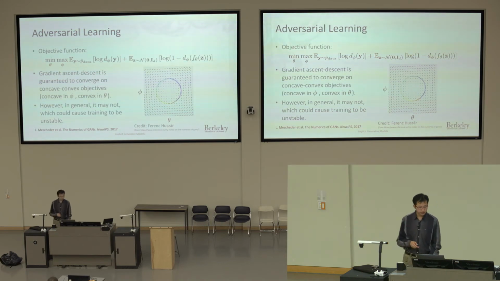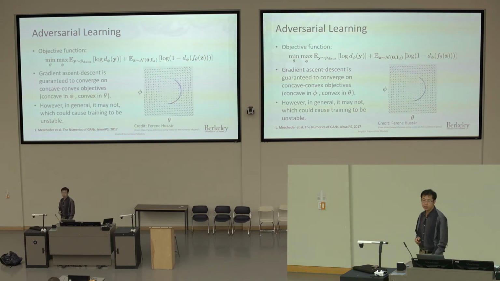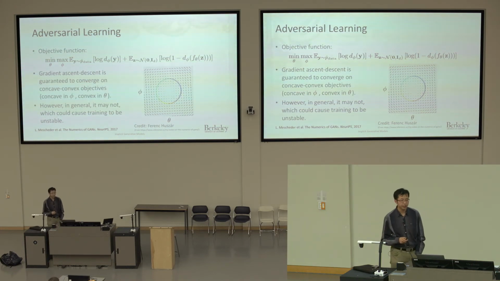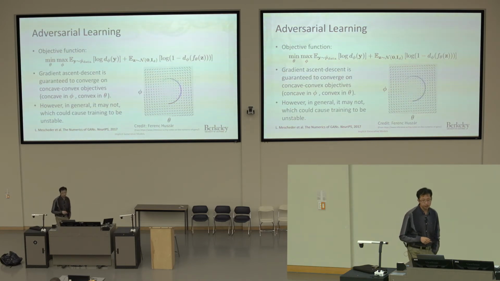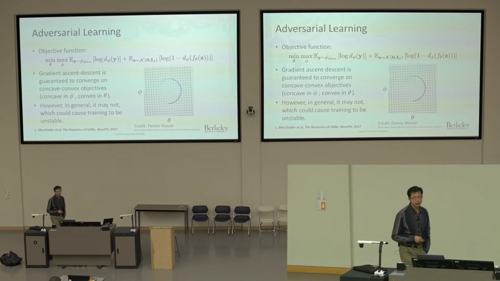Gradient ascent descent is guaranteed to converge in the concave-convex setting. What that means is, for an objective that is concave in phi, the discriminator parameters, and convex in theta, the generator parameters, then gradient ascent descent is guaranteed to converge. However, in general it may not, which could cause training to be unstable.